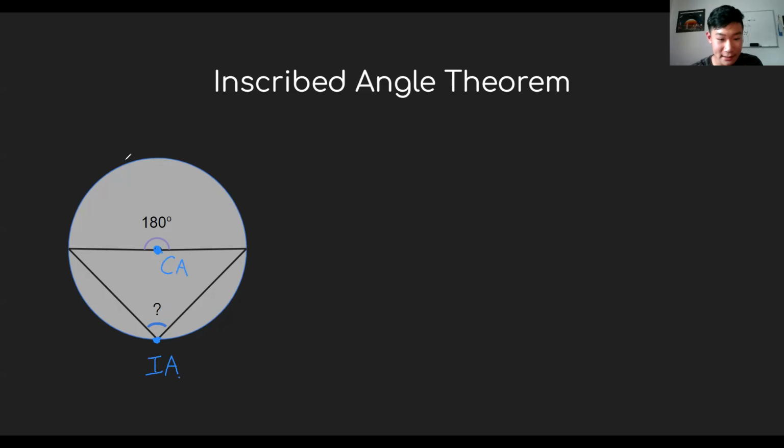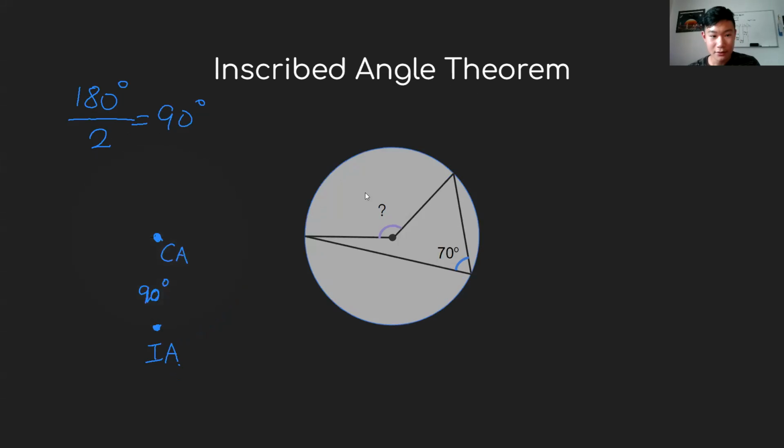And the theorem states that the inscribed angle is half of the central angle, right? So if I know that the central angle is 180 degrees, then I know that the inscribed angle is half of that. So I divide this by 2, and that gets us 90 degrees. So now I know that this question mark can just be replaced by 90 degrees. Okay, does that make sense, everyone? It's just the relationship between this angle and this angle. Okay. Cool.